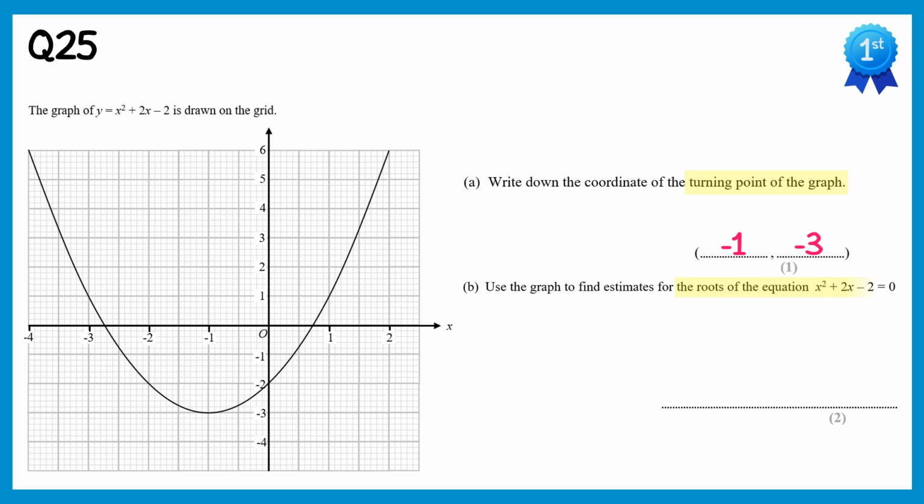For the second part of the question, we need to find the estimates to the roots of this equation. To find the roots, you're looking for the points that this graph crosses over the x-axis. So you can see there are 2 of those, this one here and this one here. So we just need to read off those x values. Now I get that as x equals -2.7 and x equals 0.7.